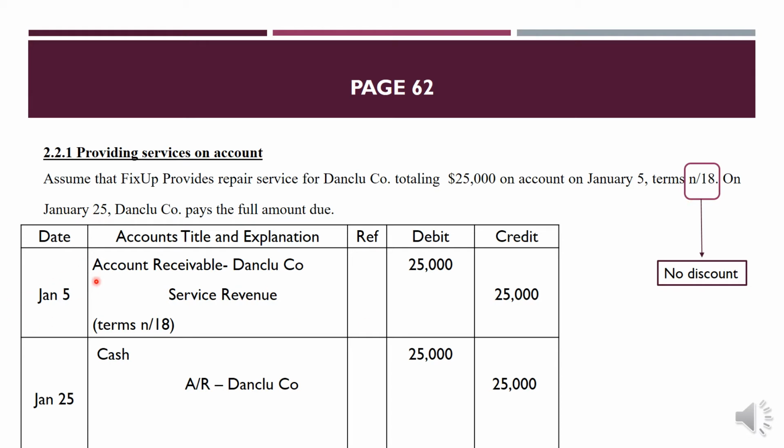So first transaction is January 5. The company sold for $25,000. So accounts receivable to the client, Danglo company. Service revenue, since we provided a service here. It was paid on January 25. So on the 25th we have cash and accounts receivable. Since the accounts receivable was paid, it will be decreased in the company, so it needs to be in the credit, and the customer paid the company, so the cash increased. That's why the cash is in the debit.